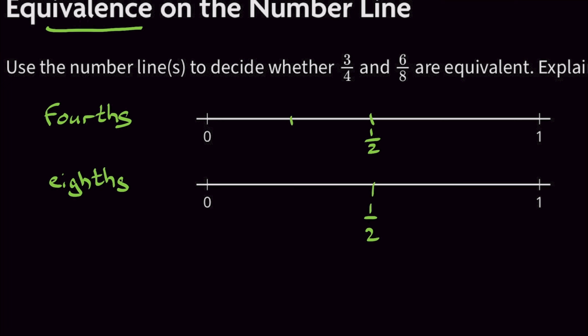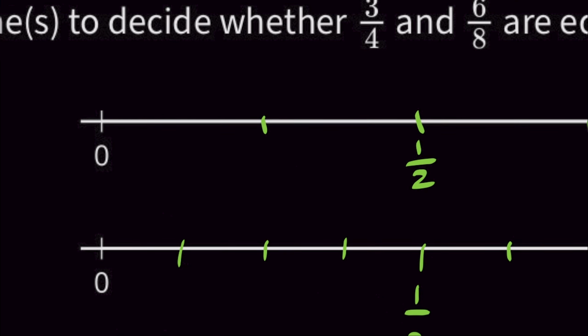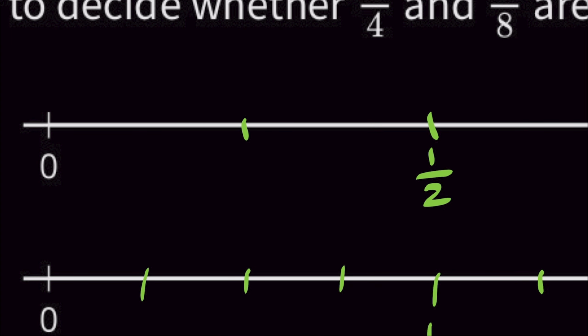So I've divided each of them in half so you can see that those match up, and then we're going to divide each of them in fourths so you can see that those match up. The second number line we're going to divide again into 8 equal parts, and then what we should do is label each of the number lines.